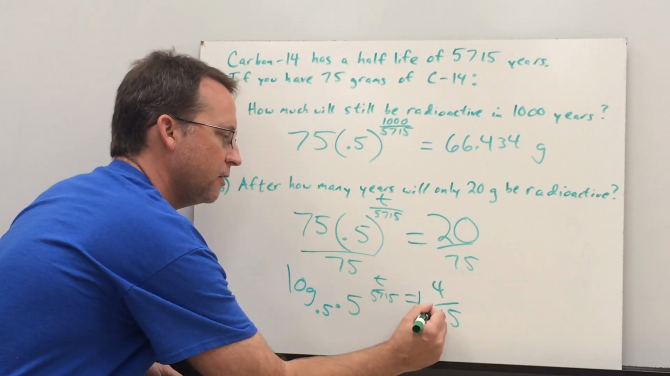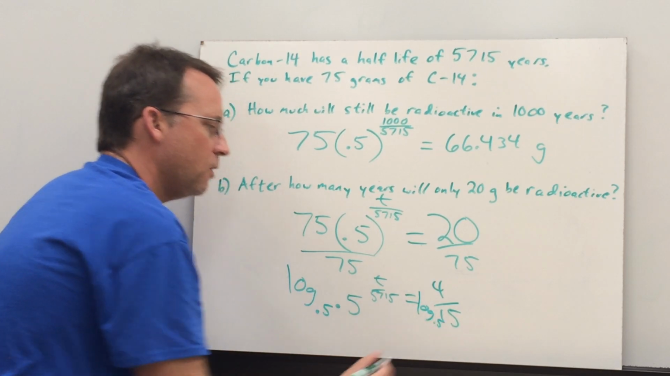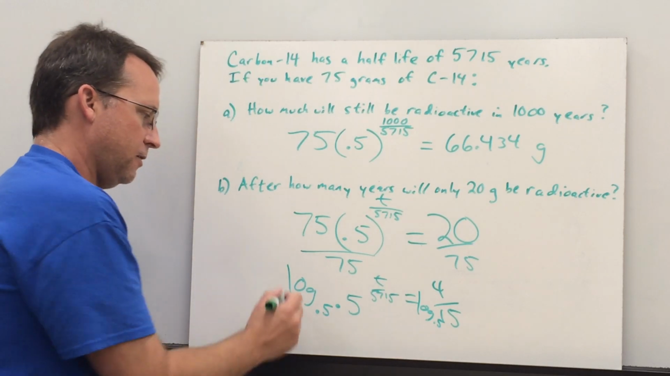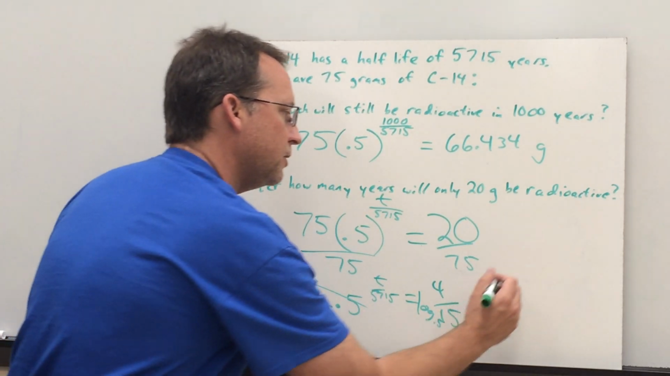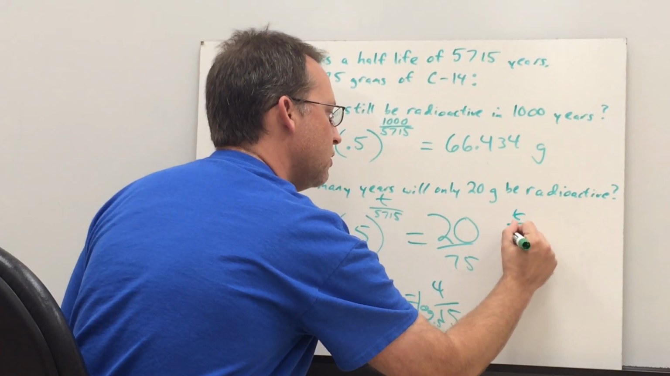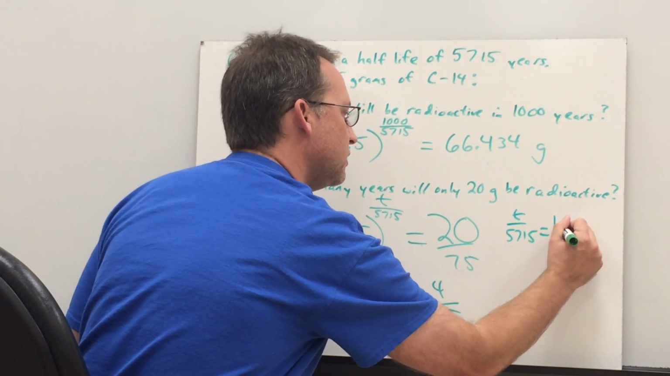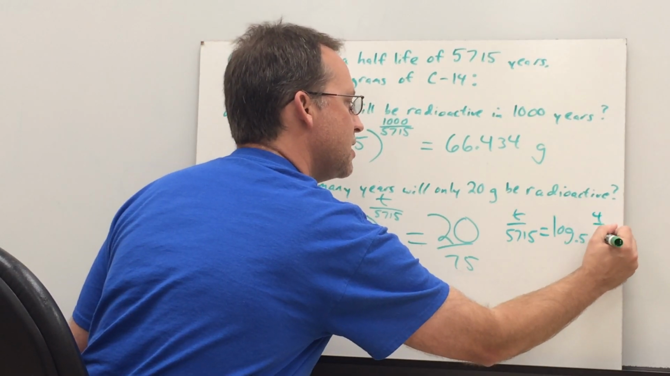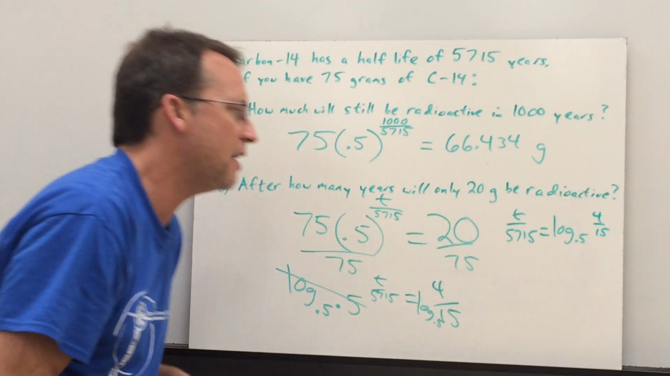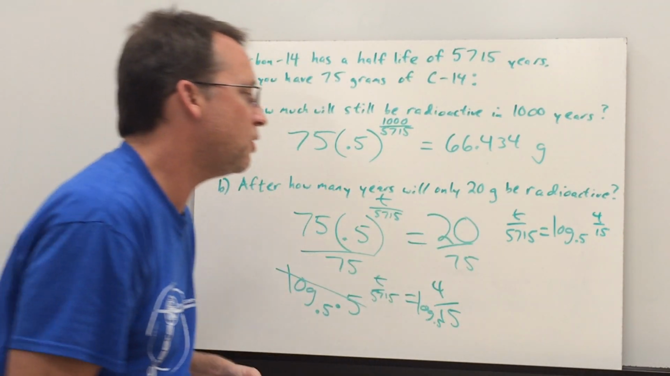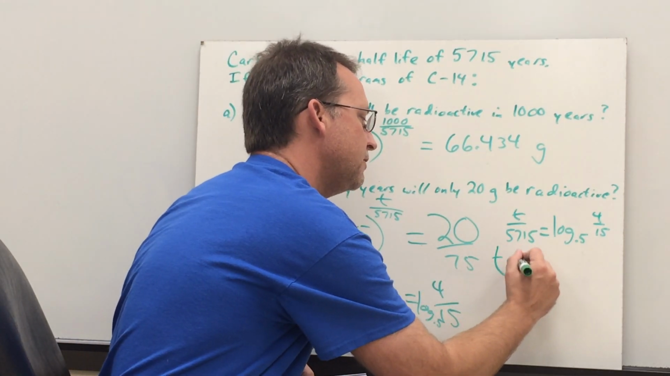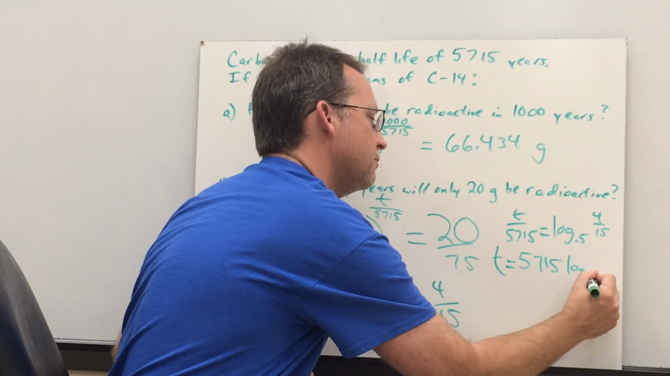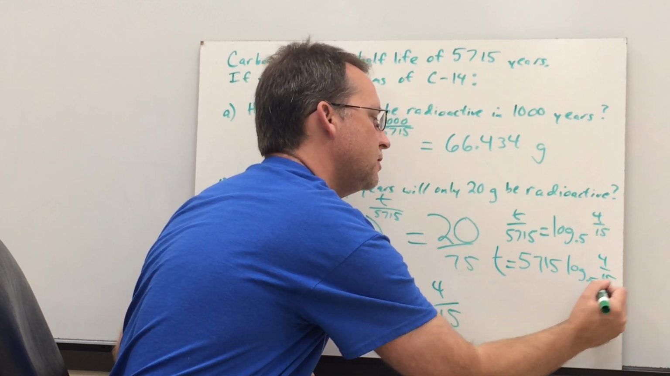I'm definitely going to want the calculator involved here. Log base 0.5 of 4/15. That would cancel that out. Would give me over here T over 5715 equals the log base 0.5 of 4 over 15. If you would have left this as 20 over 75, that'd be okay. And then finally, to solve for T, I'm going to have to multiply by that 5715 times log base 0.5 of 4/15.